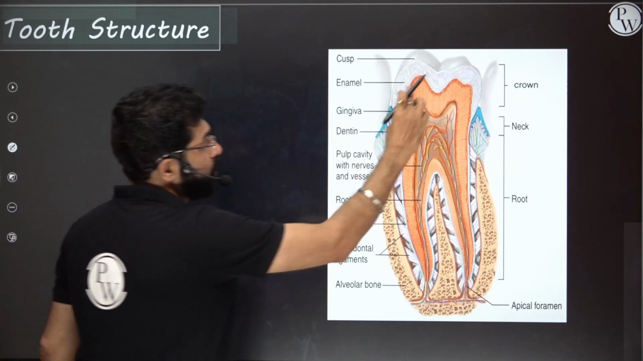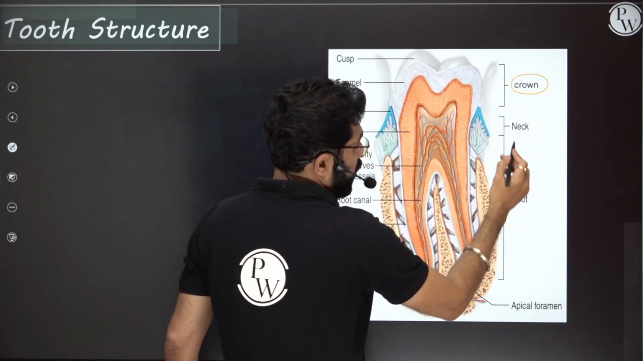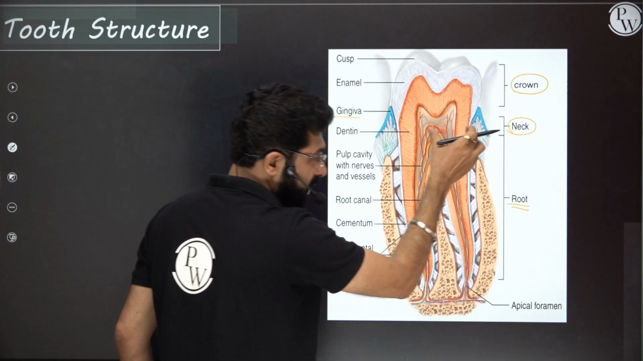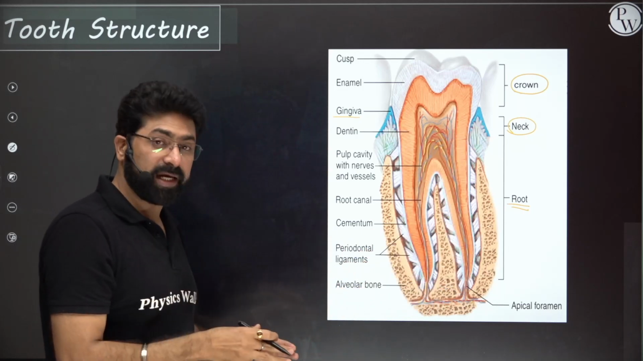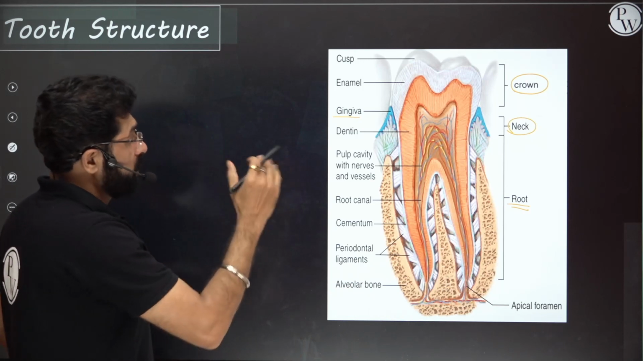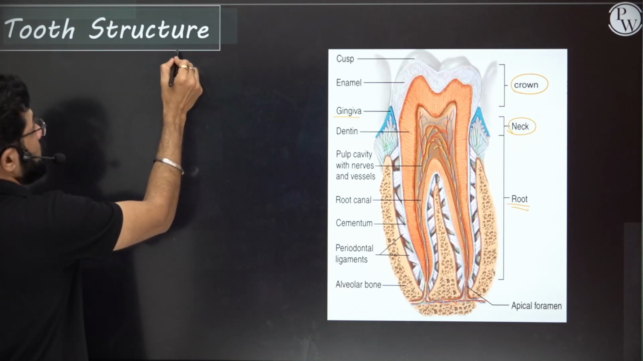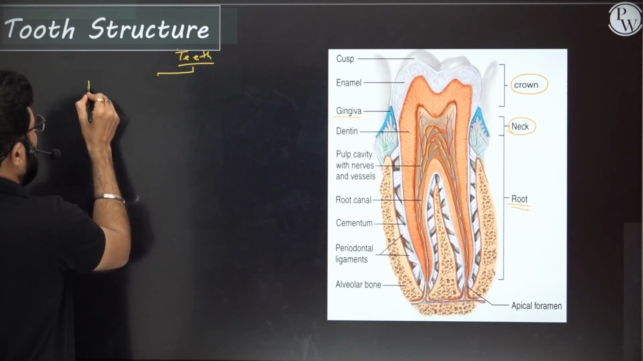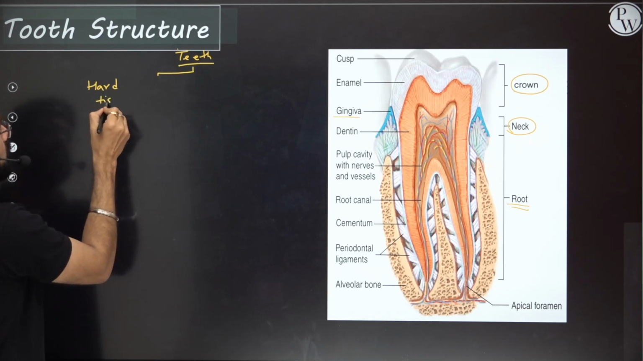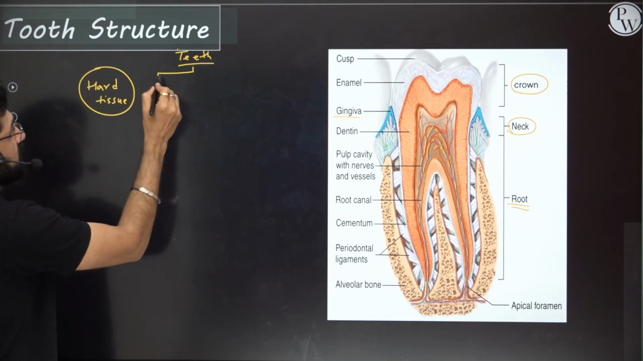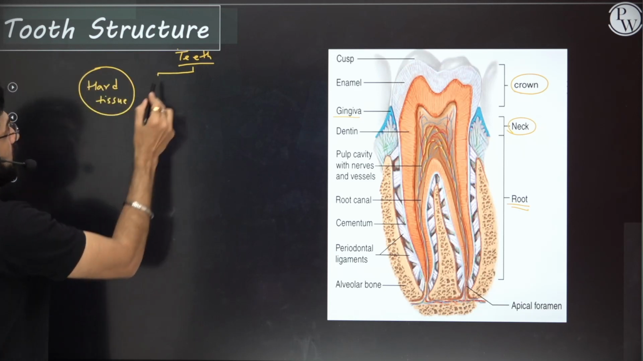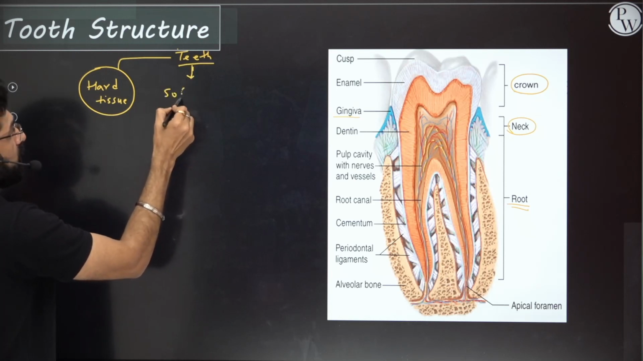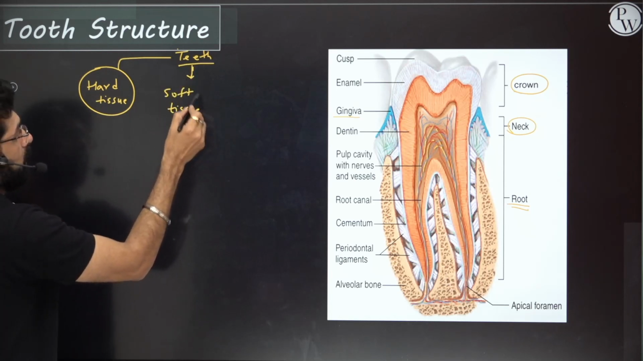Now, as you can see, the exposed part of the tooth is called the crown. And in between, you have the neck, in which you find the gingiva, that is your gums, and deep inside, the structure which is placed inside is the root. So let us talk about the tooth structure. Teeth have two major components. One is the hard tissue, the other is the soft tissue. So what is the soft tissue component and the hard tissue component?